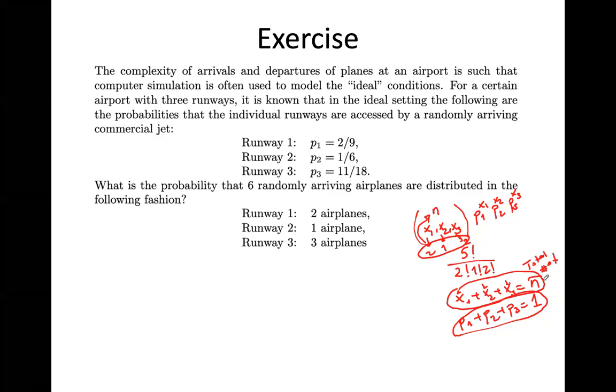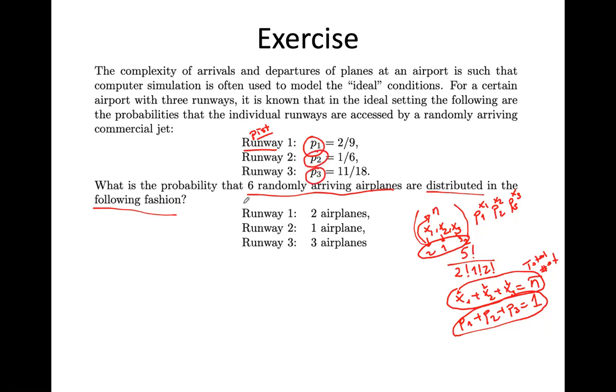Okay, I'm stopping here to talk. I want you to read the question and write your answers. What's the probability that 6 randomly arriving airplanes are distributed in the following fashion? Runway means pist in Turkish. At the airport, there are 3 runways, and we know the probabilities of each runway to be used.